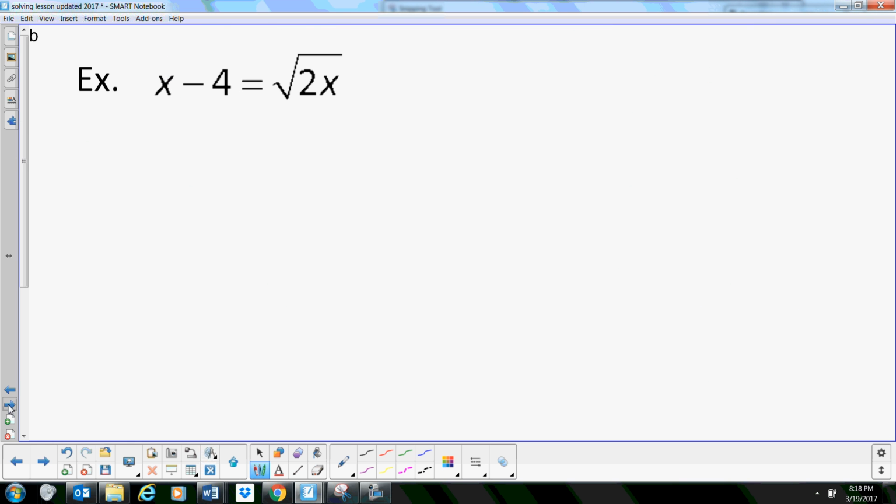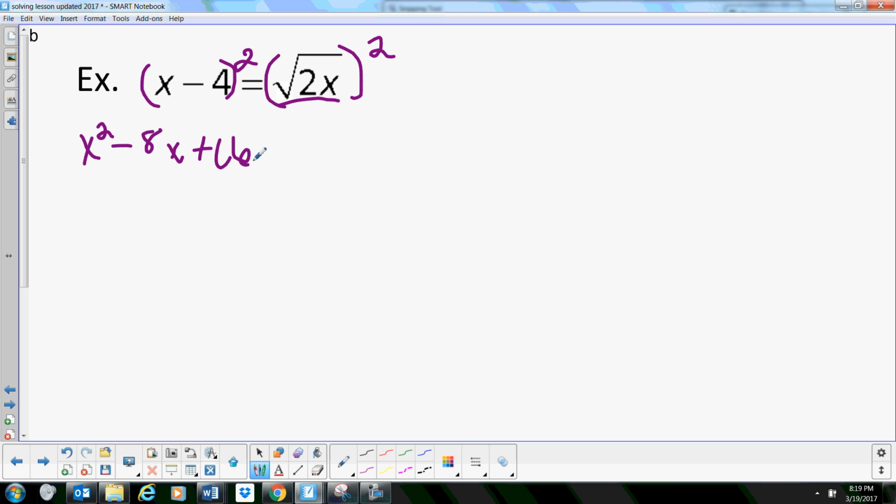Okay. So here is a little extra tricky one. What we want to do is isolate our radical, which we have done already. So now we're going to square both sides. But what's a little bit tricky about this one is, what are we going to have to do to this left side? We're going to have to FOIL it out. We're going to have to multiply that out to x squared minus 8x plus 16.